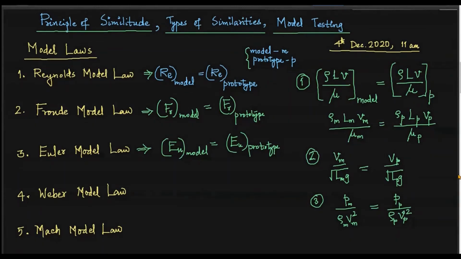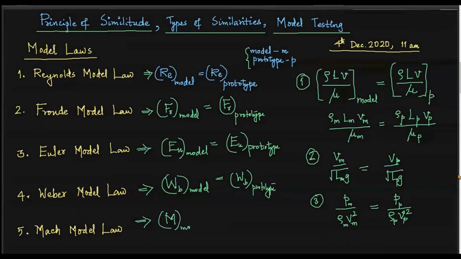Similarly, you have the Weber model law, Weber number. If you write W or WB, Weber model law means the Weber number of the model must be the same as the Weber number of the prototype. Okay, this is it. And then Mach model law. That means the Mach number of the model is equal to the Mach number of the prototype.